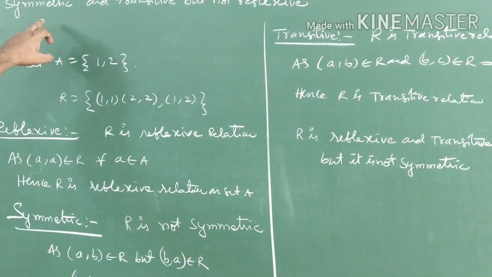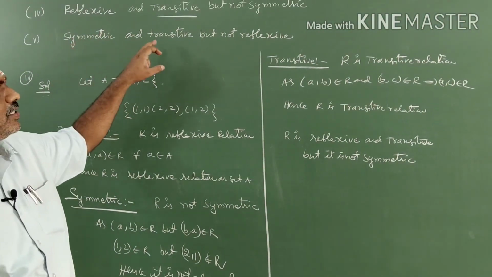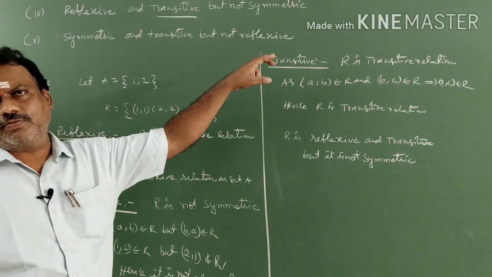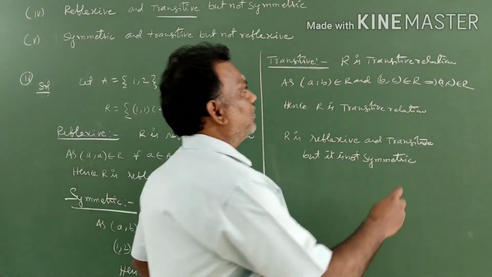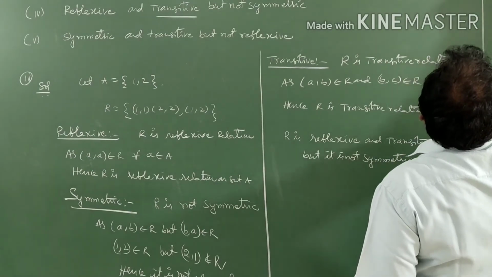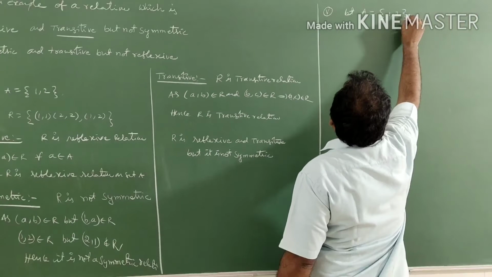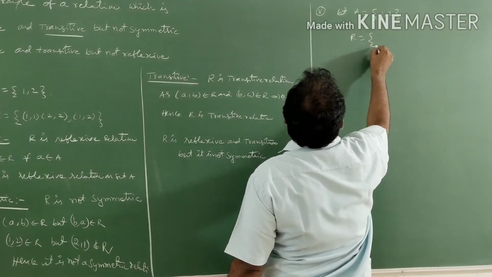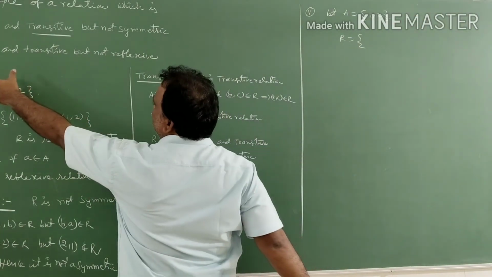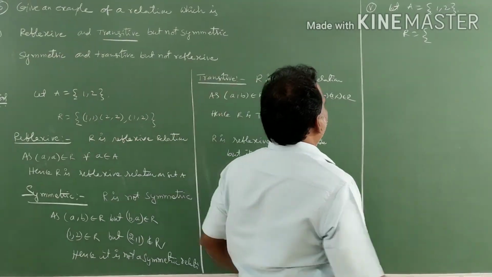What is the fifth subdivision? Symmetric and transitive. Symmetric possible, transitive possible, but not reflexive. For that, we are giving an example. Right, see here. Fifth subdivision. Let A be the set {1, 2} and R the relation. While writing this relation, you have to keep in mind: symmetric possible, transitive possible, but not reflexive.